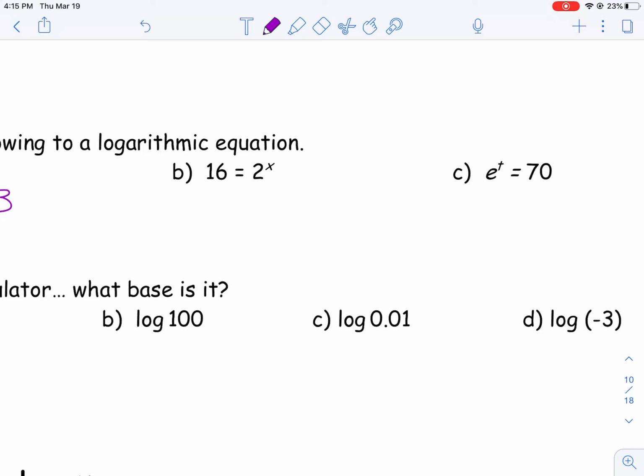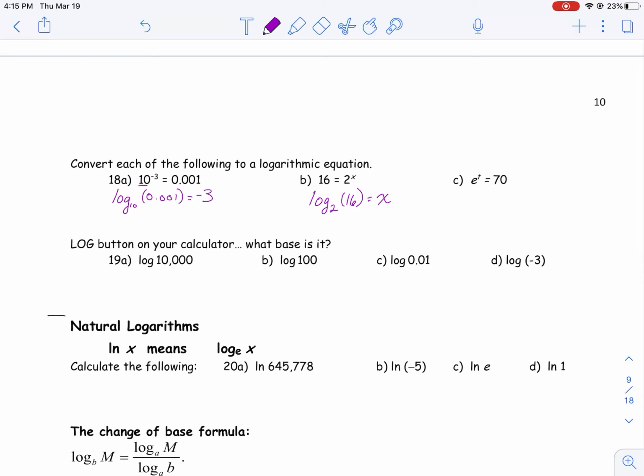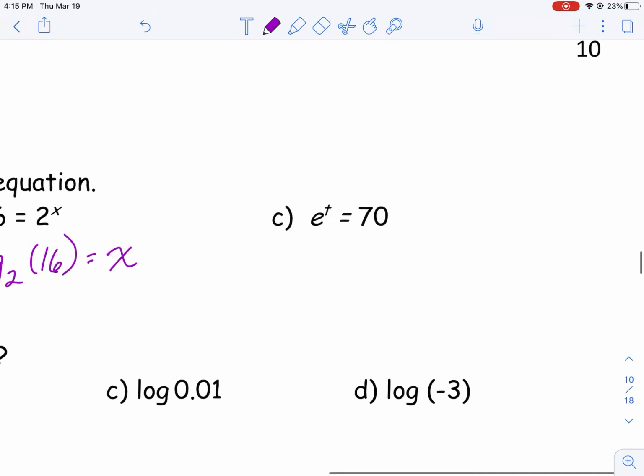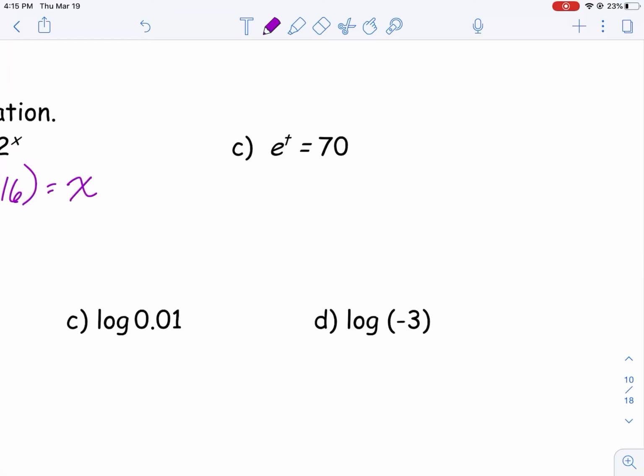Couple more and you guys have this. Need to write a logarithmic equation, so it's going to have a log in it. Log base 2 of 16 equals x. And you could solve that. Here they're just asking you to convert. They're not asking you to solve, but you could.